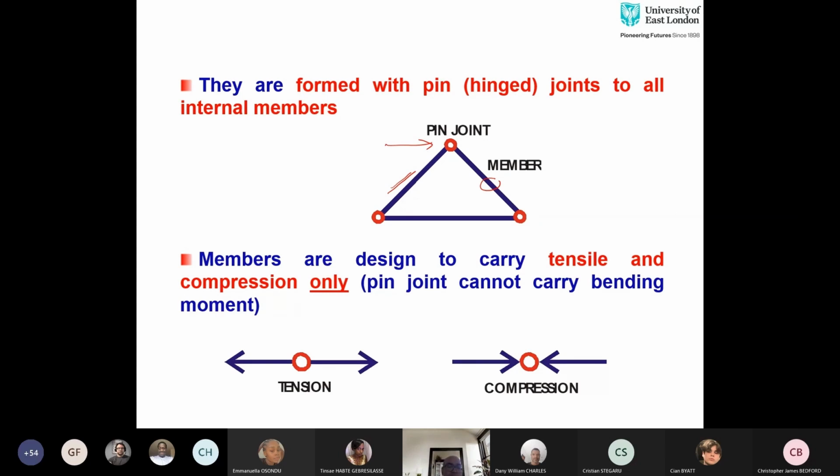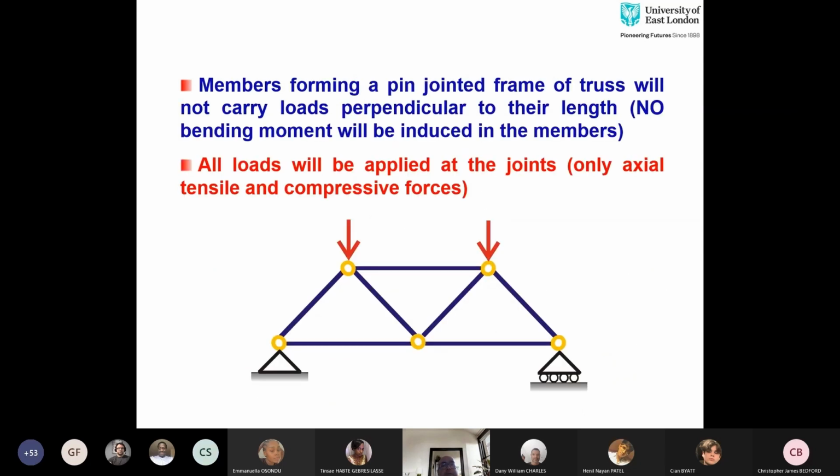How do we denote this tension and compression? We denote tension by arrows pointing away from the joint. An arrow pointing towards a joint would indicate compression. Here you might be thinking, then how do we know the direction of arrows? My answer would be, initially assume that everything is in tension. When you work out the calculations, if they work out to be negative, that means the direction will be reversed. Members forming a pin jointed frame of a truss will not carry any loading perpendicular to their length.